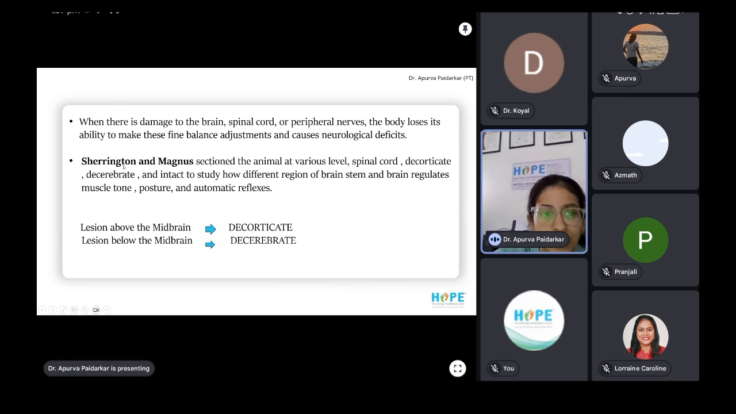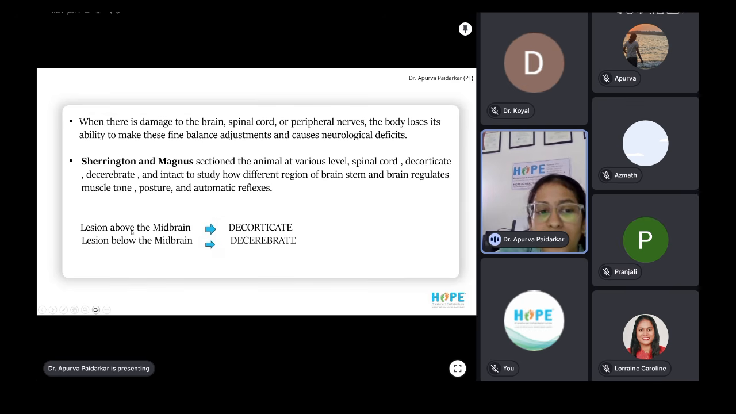So what happened is that Sherrington and Magnus sectioned the animal at various levels. As we saw, one level is spinal. Now he has taken spinal, decorticate, decerebrate, and intact preparations to study how different regions of the brainstem and brain regulate muscle tone, posture, and automatic reflexes. So what is decorticate and decerebrate?